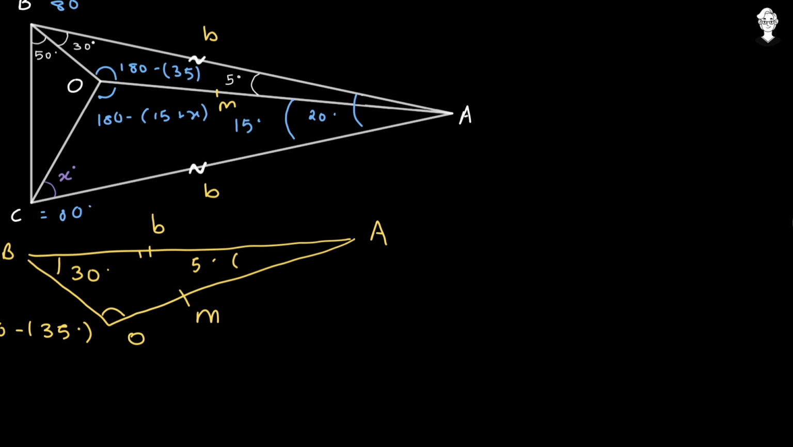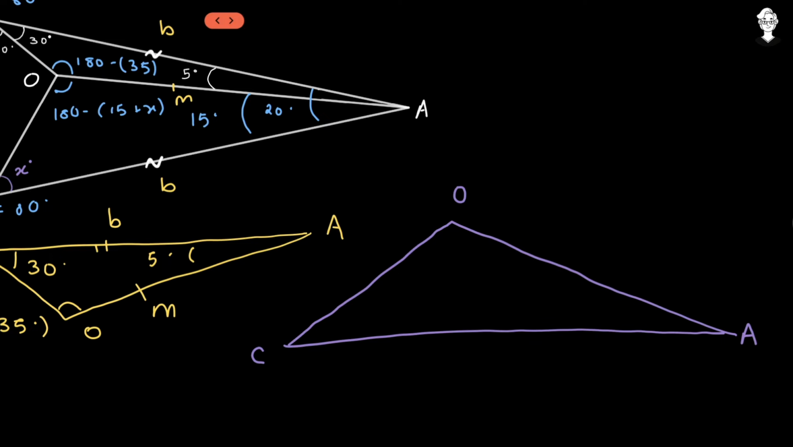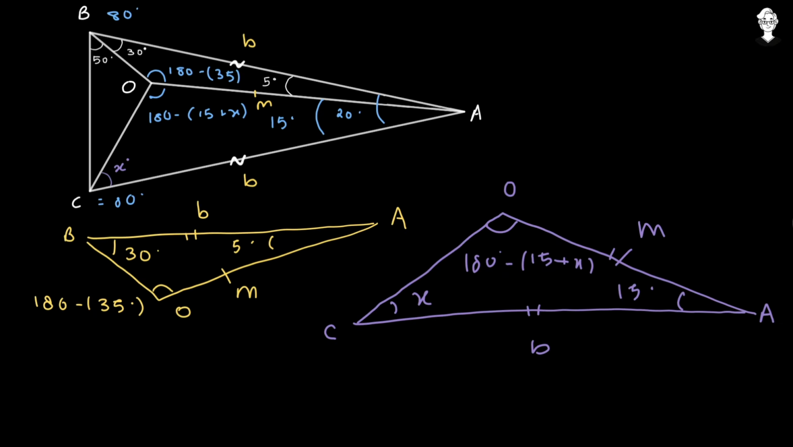Now we will take our second triangle, that is the triangle COA. So the triangle COA is somewhat like this. Here is the point C, here is the point O, and this particular point is the point A. Now the angle C is X, the measure of angle A is 15 degrees, and the measure of angle COA is equal to 180 degrees minus (15 plus X) by angle sum property. CA has a length B as we have taken it as a variable, and the length of OA is equal to M. Now to move further in the solution, we will take the help of the sine rule.